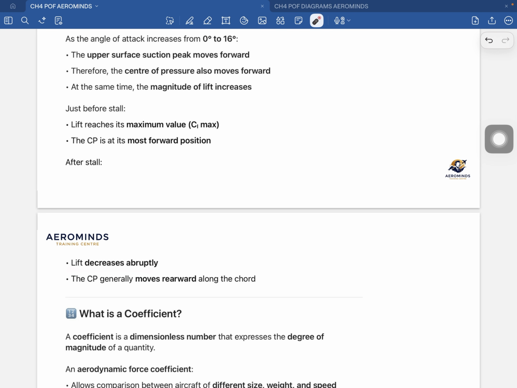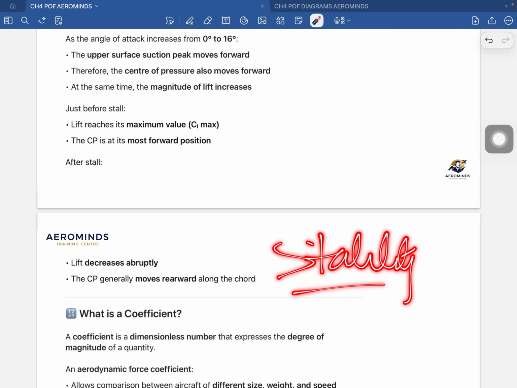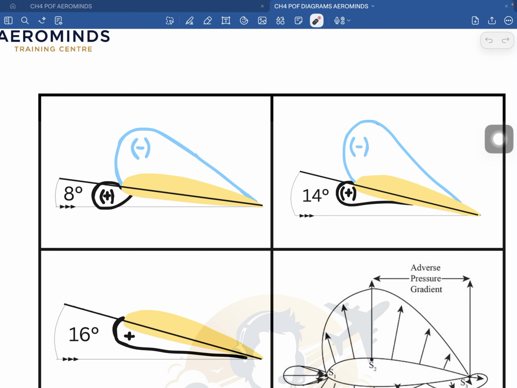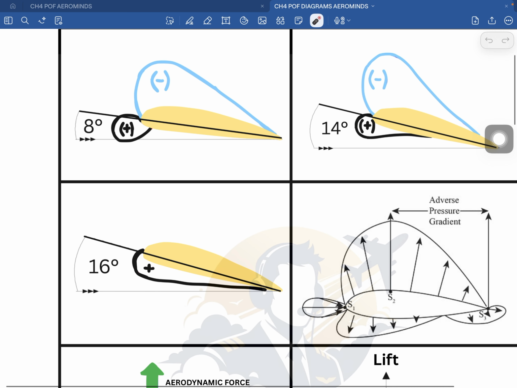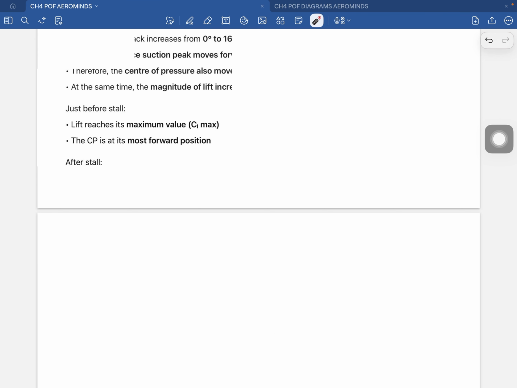The suction on the top is reduced, the center of pressure generally moves rearwards along the chord, and this rearward movement can affect the pitching moment of the aircraft as well, which is very important for your stability and control, which we'll study in later chapters. Okay, so remember this: when you increase the angle of attack beyond the critical angle of attack, the lift will collapse and the CP will move rearwards at 16 degrees angle of attack.